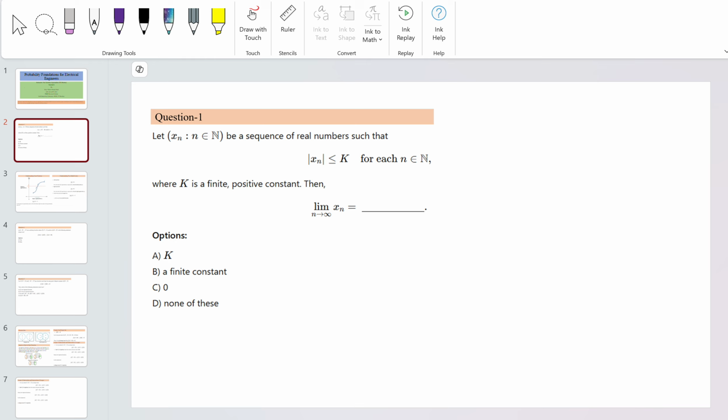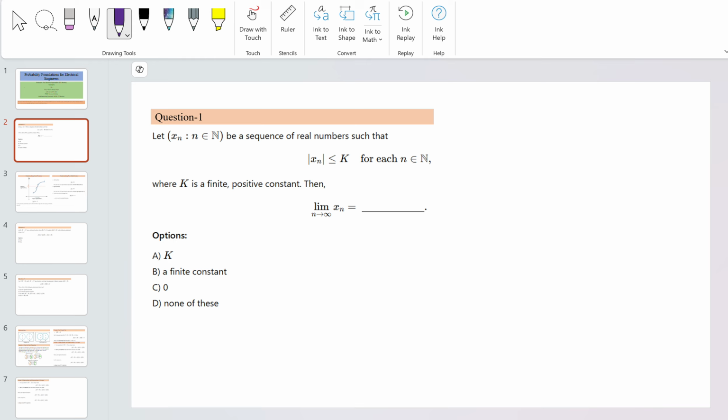Here in this question, there are a few terminologies. Let xn, n belongs to N, be a sequence of real numbers such that mod of xn is less than or equal to k for each n belonging to N, where k is a given finite positive constant. You have to find out what is the limit as n tends to infinity of xn.